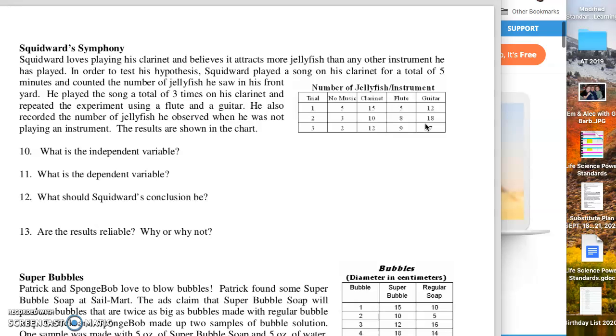If he plays the clarinet and he has 15 of them there the first time, did he then right after that play that same song again? Did he get good results because he played the song back to back and never let the jellyfish clear out and try to bring them in with his music again? That's one thing that would make that a non-reliable test.